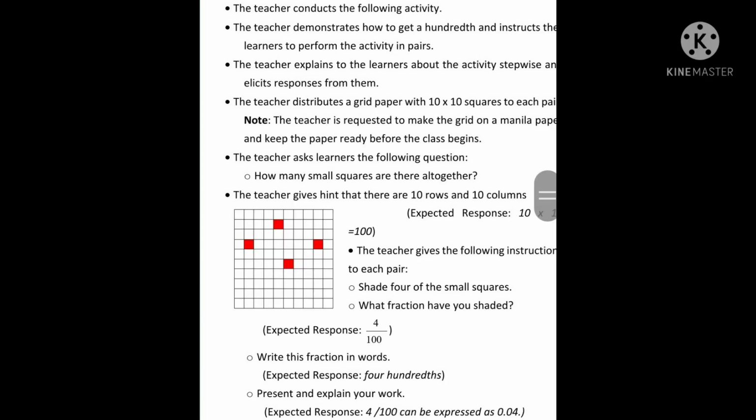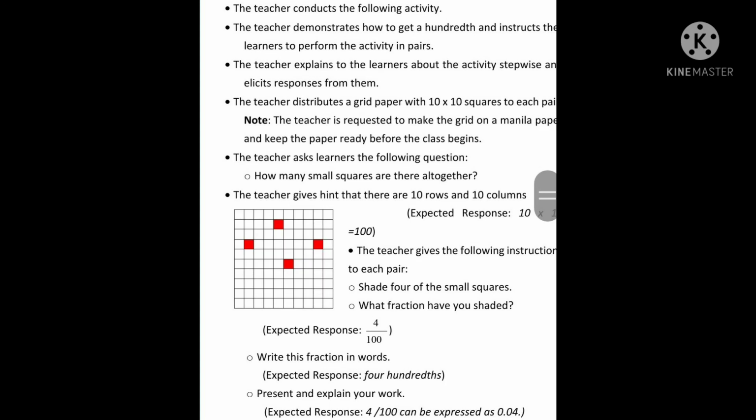Then the teacher would ask some of the students to present their work to the class. So 4 upon 100 can be written as 0.04. Then the teacher explains that 4 upon 100 is equal to 4 hundredths, which is equal to 0.04, and the decimal fraction is read as 0.04, that is, in words.